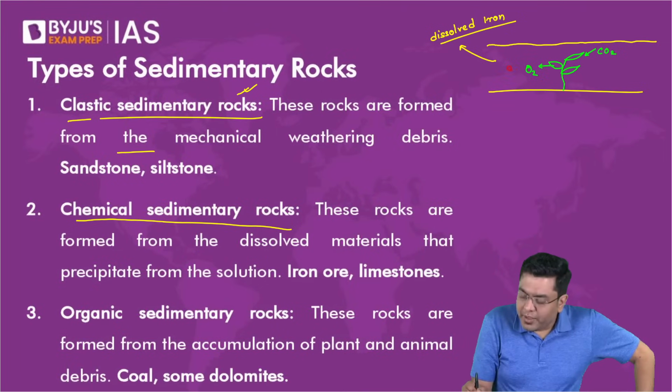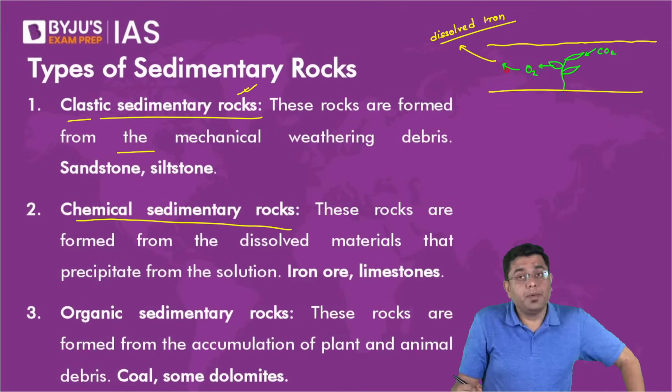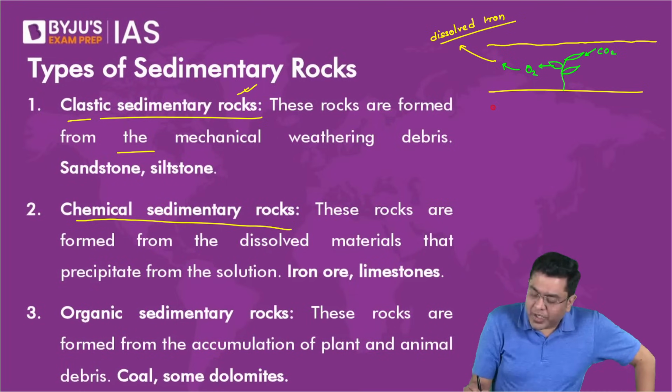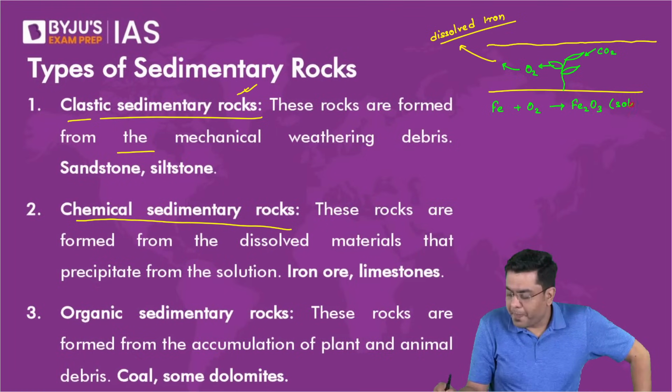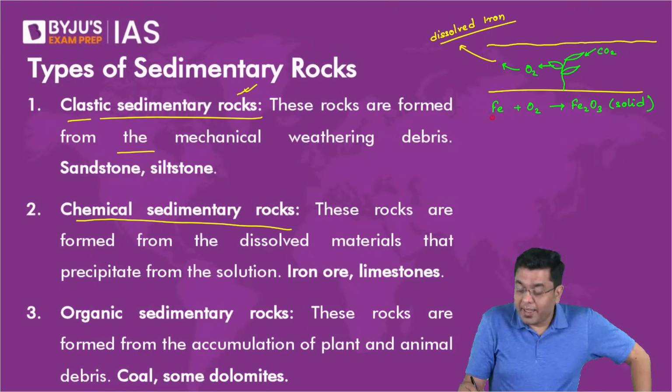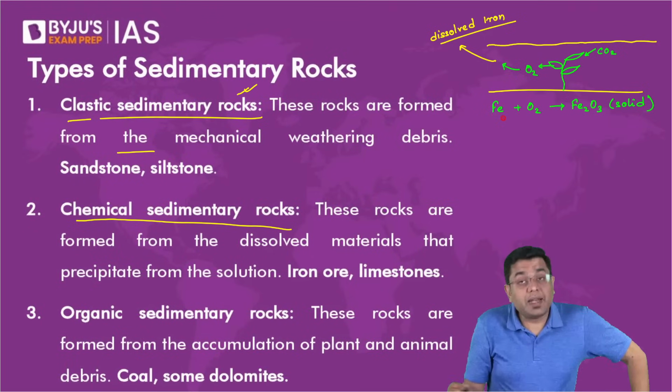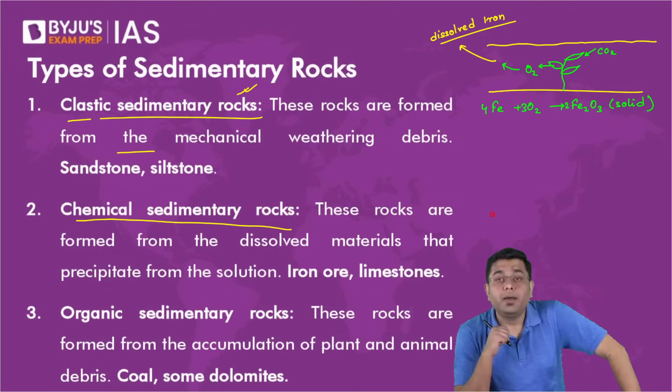Now, this oxygen would combine with the dissolved iron. So you had a reaction: Fe plus O2 would give Fe2O3, which would be solid. Oxygen would be in gaseous state, iron would be in dissolved state, but Fe plus O2 would give you Fe2O3. That is how you had the creation of iron deposits.